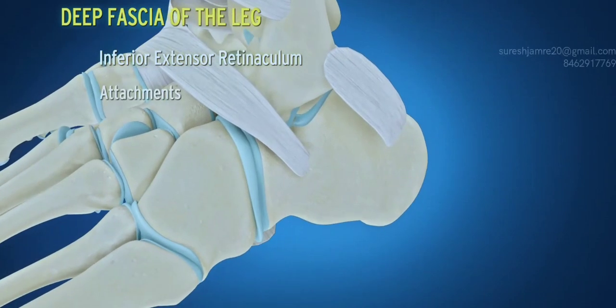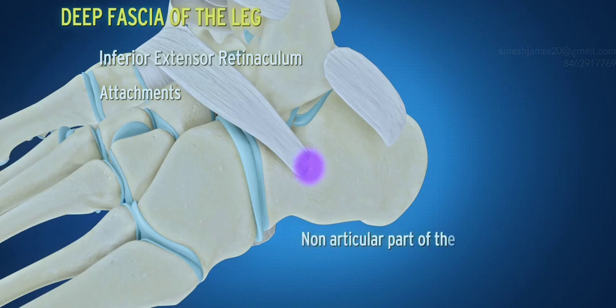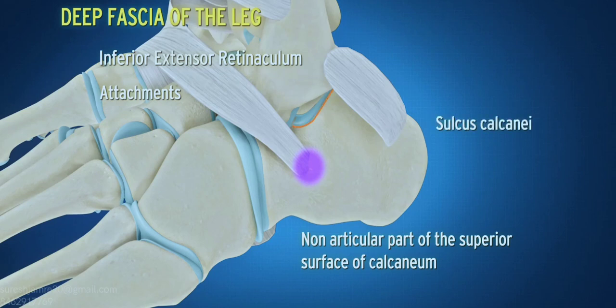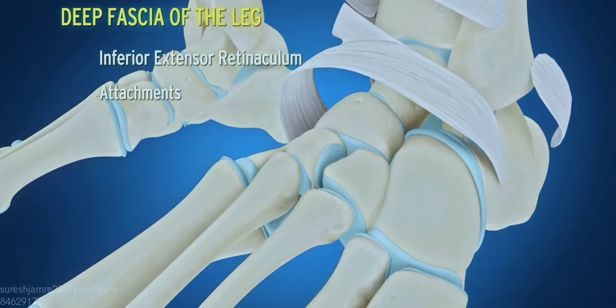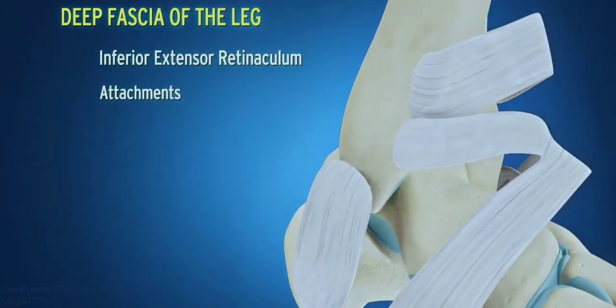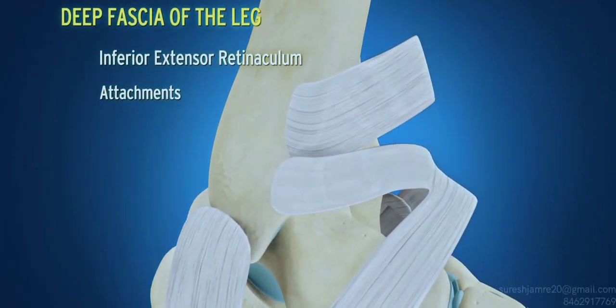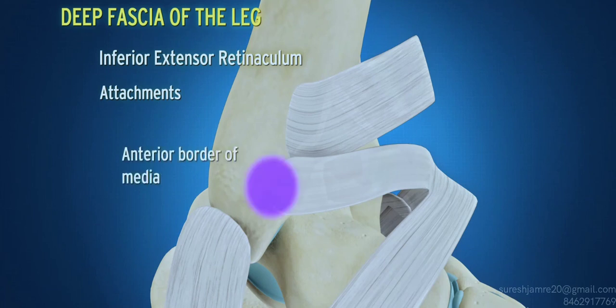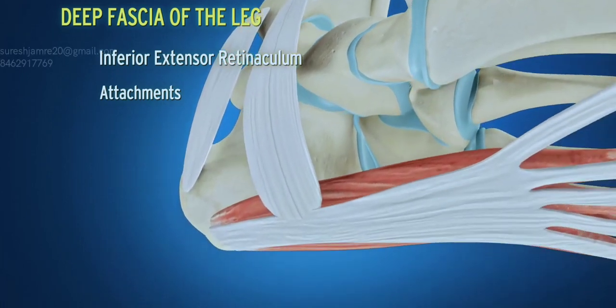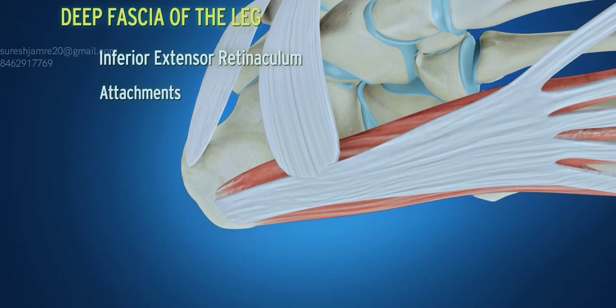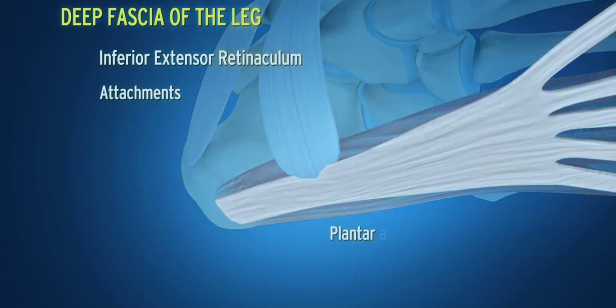Attachments. The stem of Y is attached to the anterior non-articular part of the superior surface of calcaneum in front of the sulcus calcanei. The upper band of Y passes upwards and medially to be attached to the anterior border of medial malleolus. The lower band of Y passes downwards and medially over foot to fuse with plantar aponeurosis.